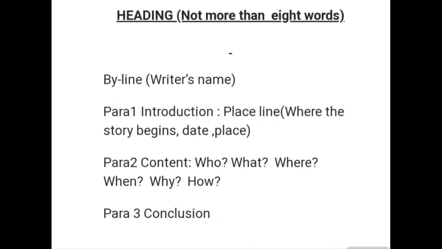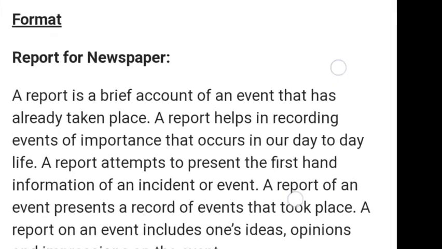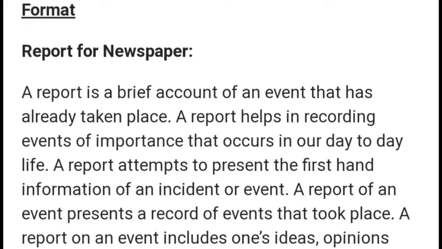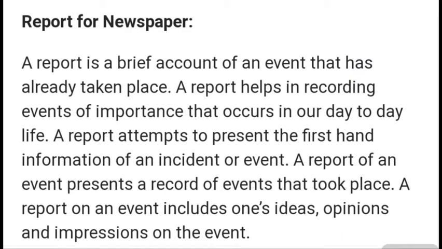Now for example, a report for newspaper is a brief account of an event that has already taken place. So a report is always written after the event has taken place. A report of an event presents a record of events that took place. A report on an event includes one's own ideas, opinions, and impressions on the event. That whatever has happened, we report about it.